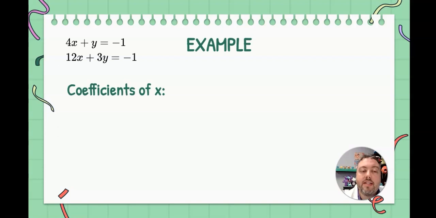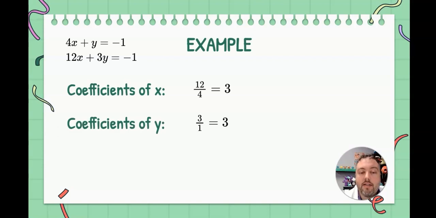So I always take the coefficient from the second equation and put it on top of the coefficient from the first one. In our case, that would be 12 over 4. Now this ratio, 12 over 4, can be simplified to become 3. Now let's do the same thing for the coefficients of y. In this case, we have 3 over 1, which can also be simplified into 3.